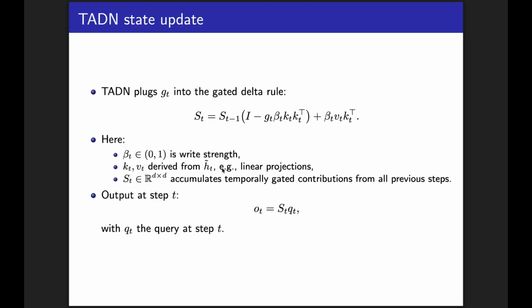The hidden representation that we mentioned before, h tilde of t, is used to derive the key and the value matrices through linear projections. The dimensionality of S of t is d by d. So as I said before, we are never going to get to a point where we have an n by n matrix. We just have at most d by d ones.